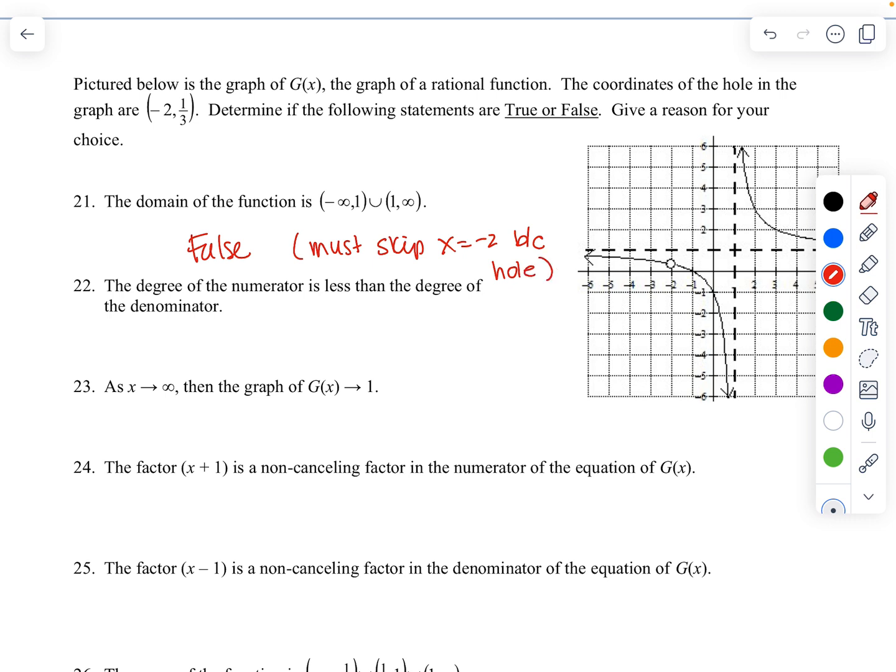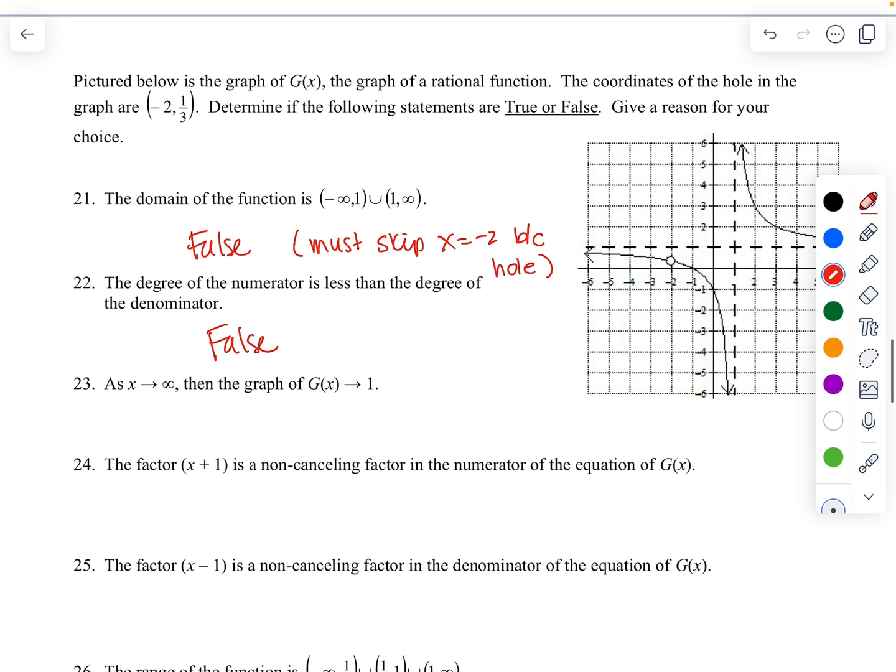The degree of the numerator is less than the degree of the denominator. So this would imply that this is bottom heavy. And that answer is also false. Because if it was bottom heavy, we would have had a y equals 0 as our horizontal asymptote, and we have a y equals 1. So this must be same degree because of y equals 1 for the HA.